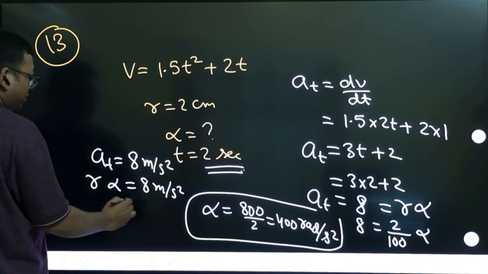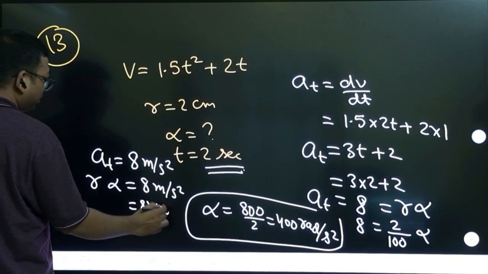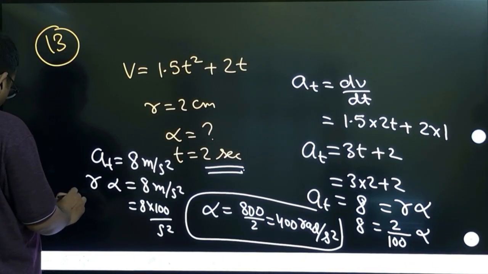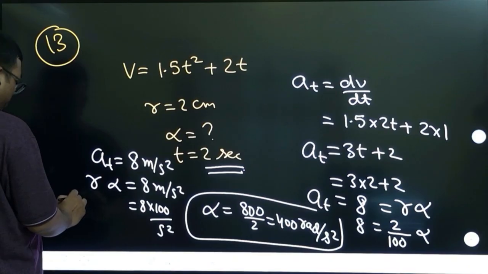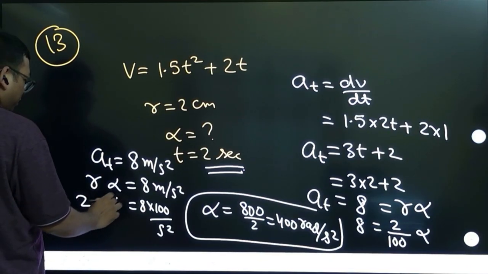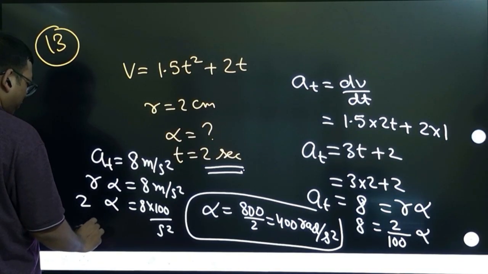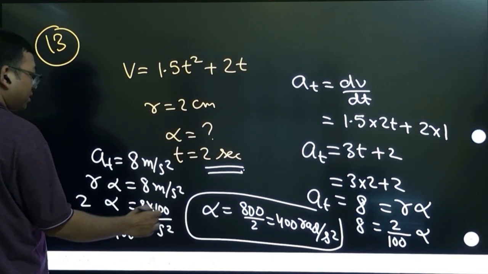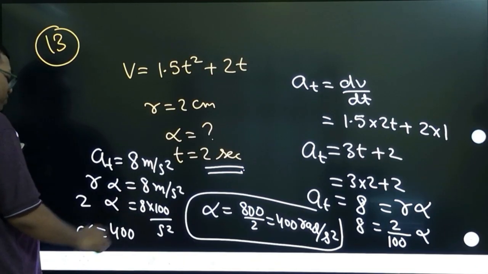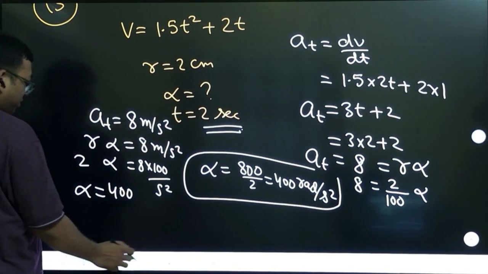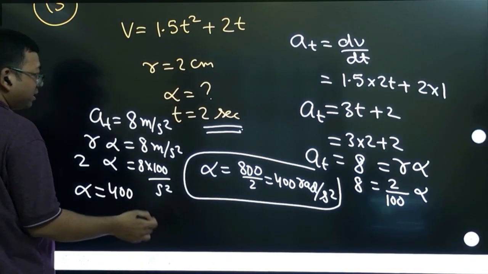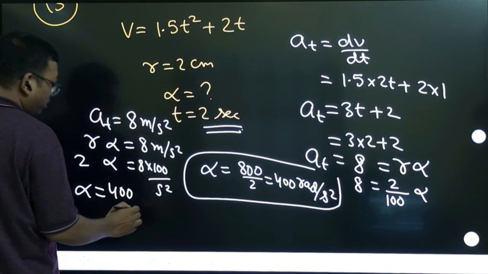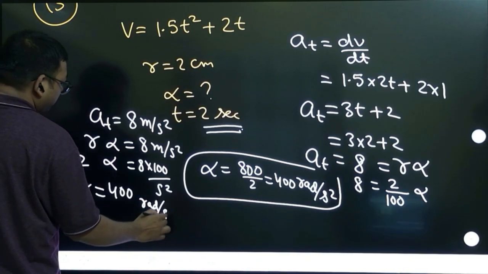Suppose I convert this meter into centimeter, so I will get here 800, and this I will keep in centimeter, that is 2 centimeter. Then from here also if you calculate alpha, it will come the same, 400 per second square. But then you will ask, where is radian? Radian is not visible. Radian is there because dimensionally radian doesn't have dimensions, so it will not show.